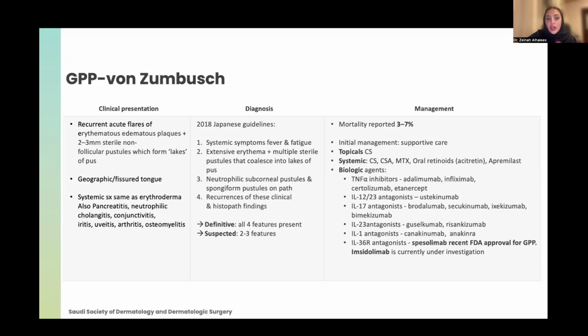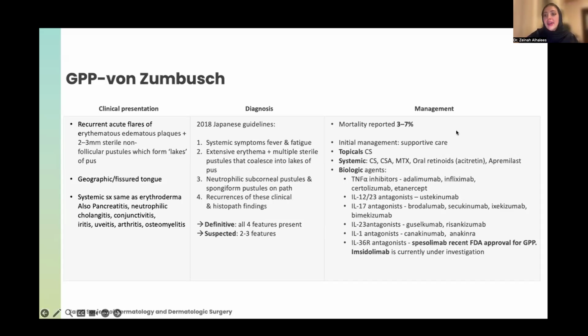And then you have your 2018 Japanese guidelines to diagnose acute generalized pustular psoriasis. So if they have four things: if they have systemic symptoms of fever and fatigue, excessive erythema plus lakes of pus, if they have on biopsy neutrophilic subcorneal pustules and spongiform pustules, and then if they have a recurrence of these clinical and histopath findings. So all four features will give you a definitive diagnosis, and then 2 to 3 is a suspected diagnosis of GPP. Why is it an emergency? Because it is associated with a mortality rate of about 3 to 7%.